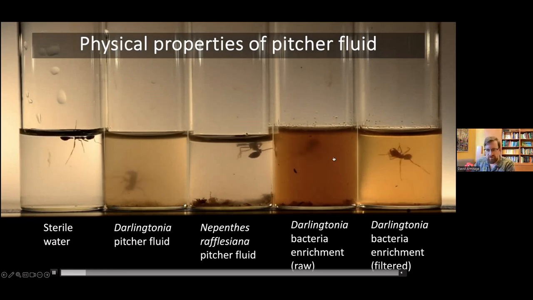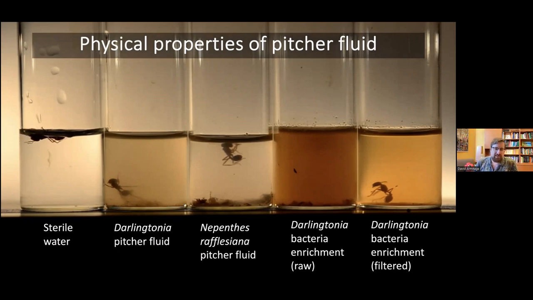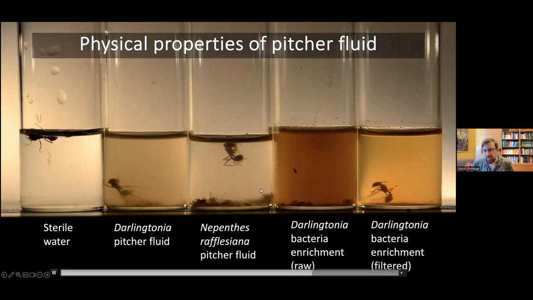Whereas for all of the Darlingtonia pitcher fluid or the enrichments of bacteria from these pitcher fluids, they're just dead, stunned at least, compared to the ants in the water. So perhaps there's something going on in the fluid properties that are imparted either by the pitcher itself or by the bacteria living in the pitcher that might aid the plant in capturing prey. So that was the study that I wanted to do.